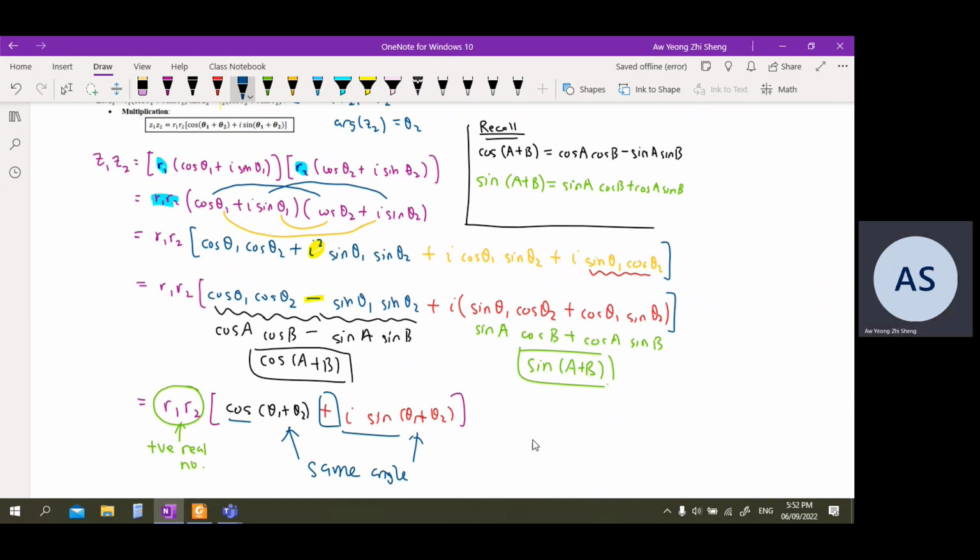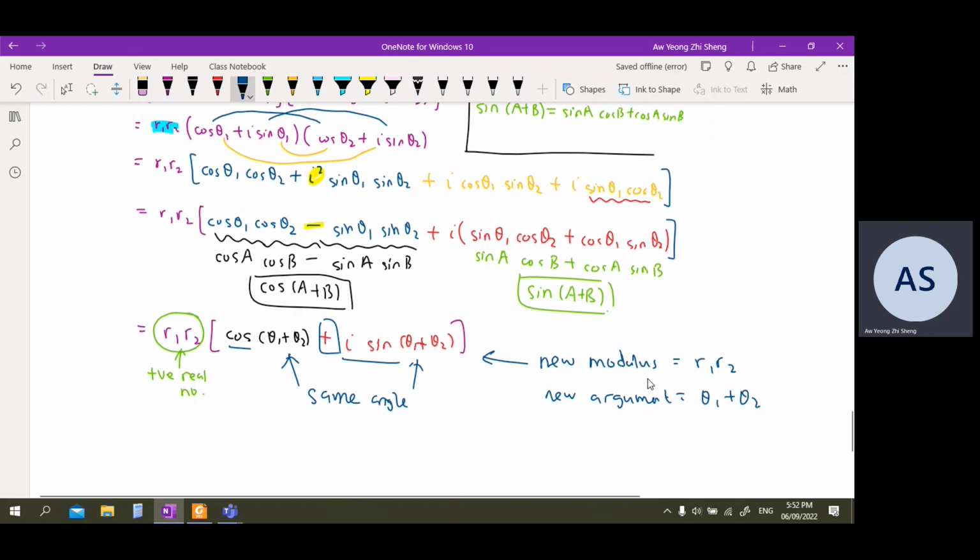So this is the modulus argument form, and from this modulus argument form, you can read the new modulus and the new argument. So here, what is your new modulus? The new modulus will be R1 R2, the positive constant outside of the square bracket. Your new argument is theta 1 plus theta 2. It is the common angle in both the cos and sine terms.